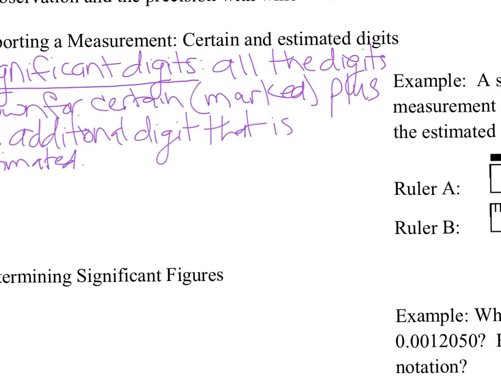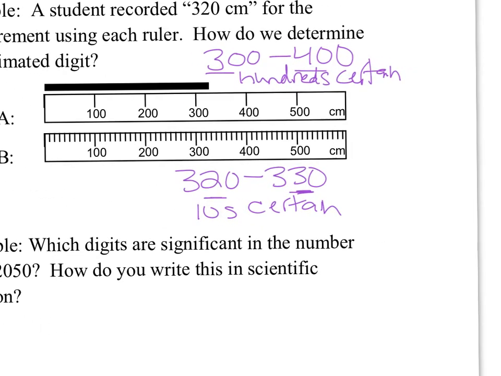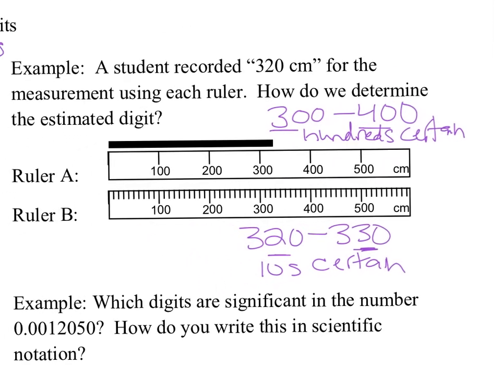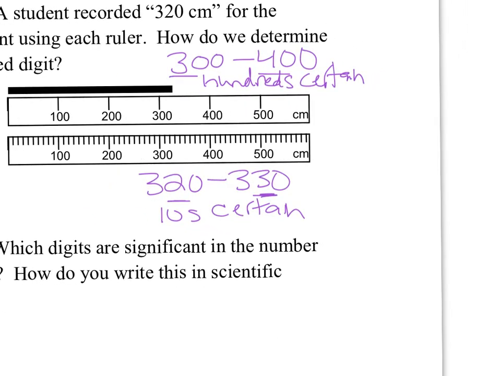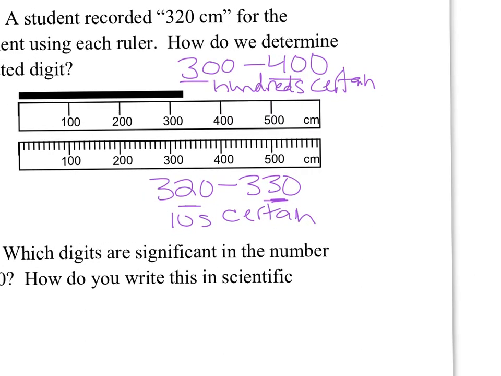So if I go back over to here again, this student in the example recorded 320, so he eyeballed, and if you eyeballed that as something different, 330, that's fine. So there are differences depending on the person that measures, and people know that. So this student said it's 320.